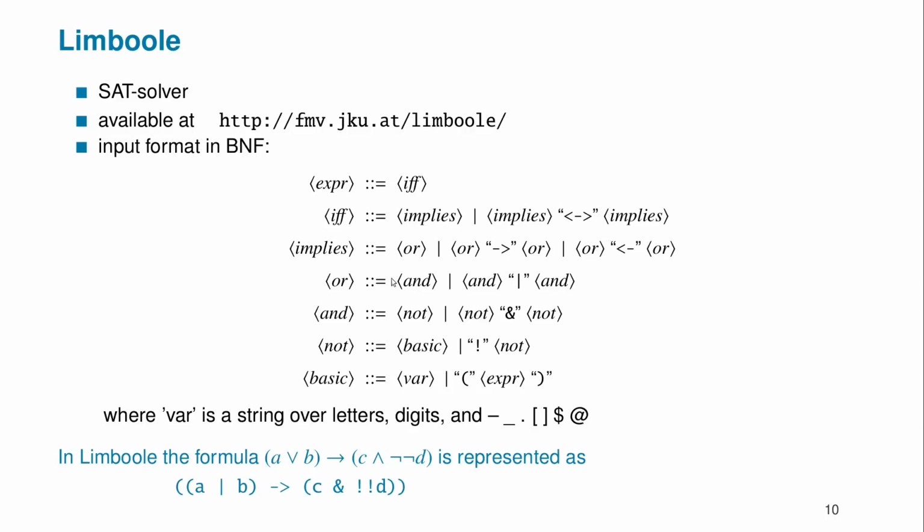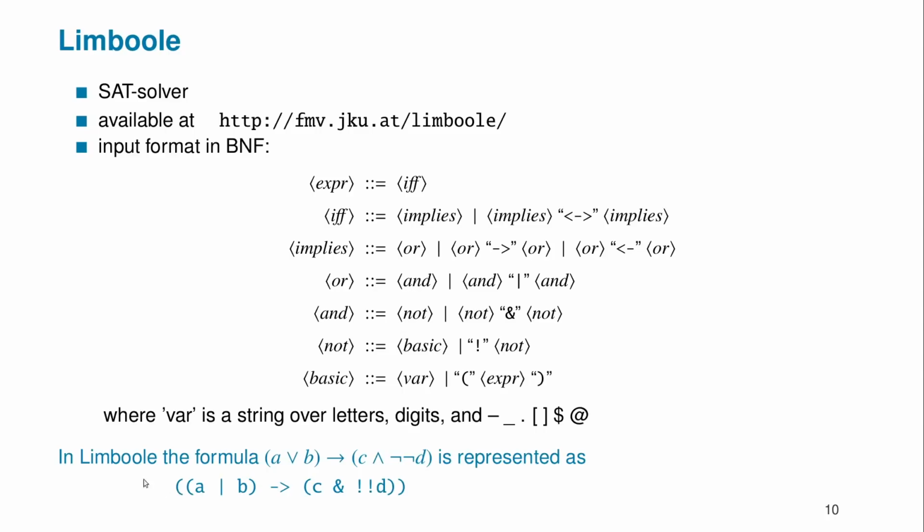Then we have the or, which is notated by a pipe symbol. We have the and, which is notated by this ampersand. We have the exclamation mark, which is the not, and we have parentheses. And as a basic element, we have the variables, which are strings over letters, digits, and some special symbols. This looks a bit complicated, but it exactly defines the rules of precedence we have introduced before.